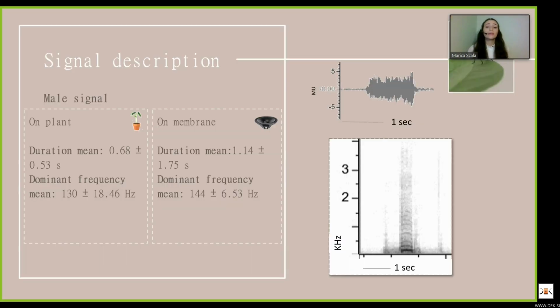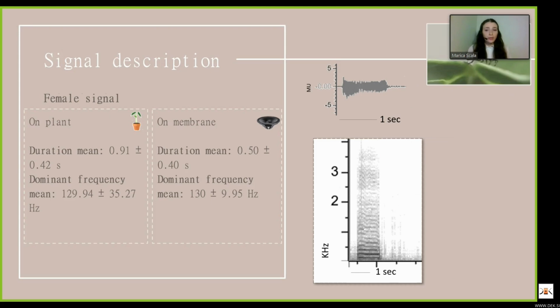The male signal is emitted while the insect flaps the wings, as you can see from the video. The mean duration is more or less 1 second, depending on the substrate, with a dominant frequency that showed slight differences in terms of substrate. Indeed, the mean was 130 Hz for the plants and 144 Hz for the membrane, with a slight decrease in modulation.